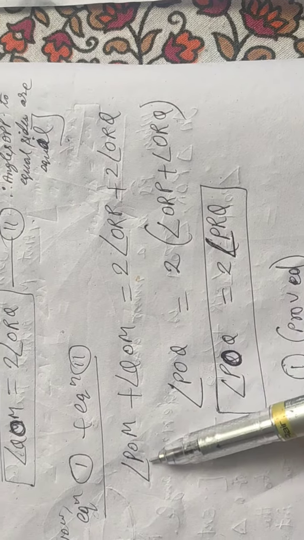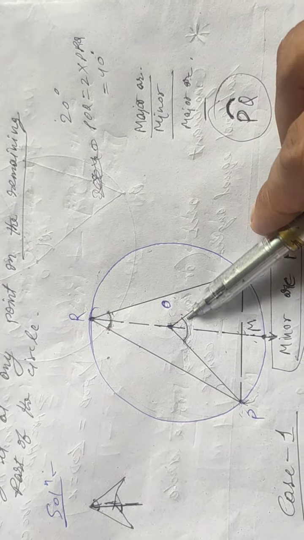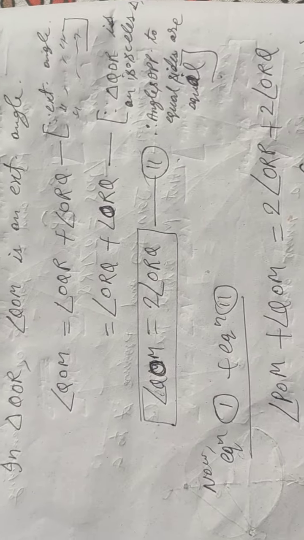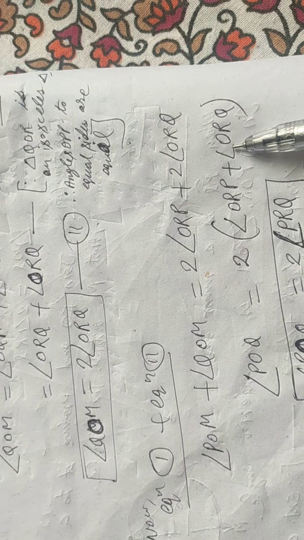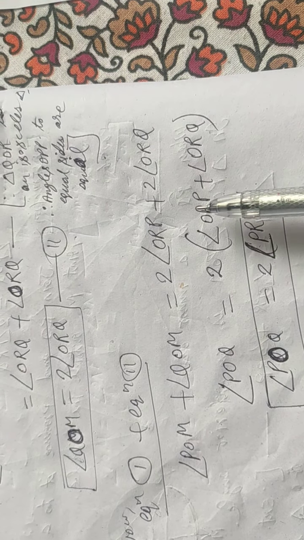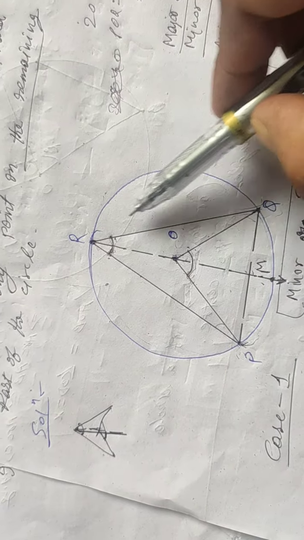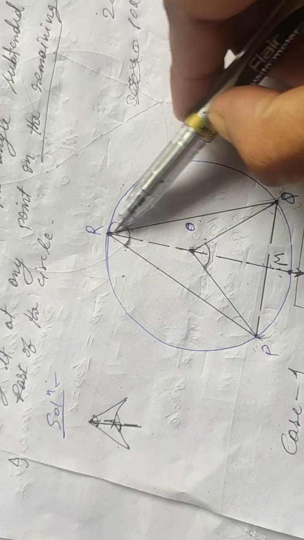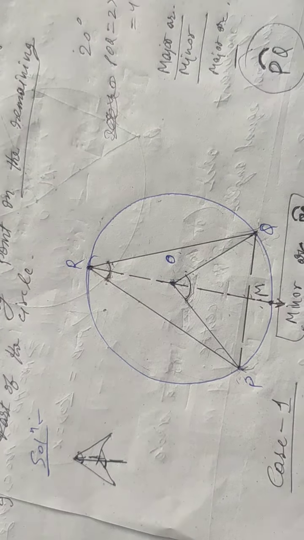Okay, so angle POM plus QOM, it forms this angle, right? POQ. So POQ is the angle that we got, is equal to twice of angle ORP plus angle ORQ. So angle POQ is equal to twice of angle PRQ. So here ORP plus ORQ, basically this angle and this angle, this is the adjacent angle, right? So what it forms is that PRQ it forms. So we got twice of angle PRQ. So this is the proof for case 1 when we take the minor arc.